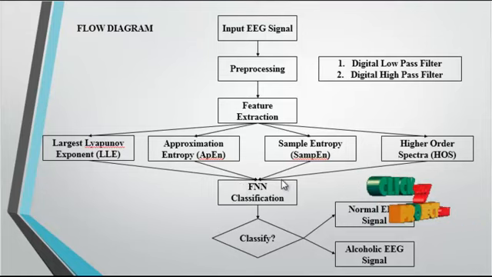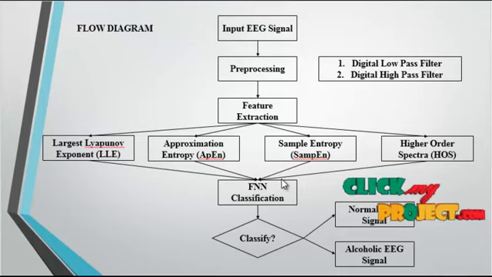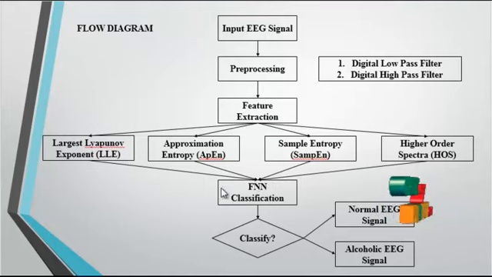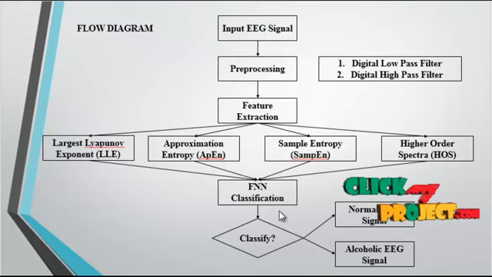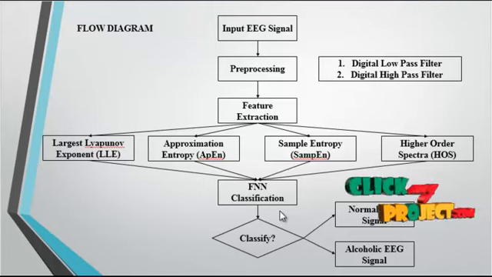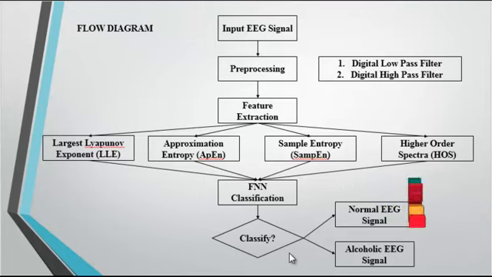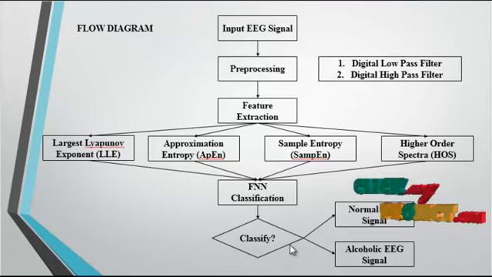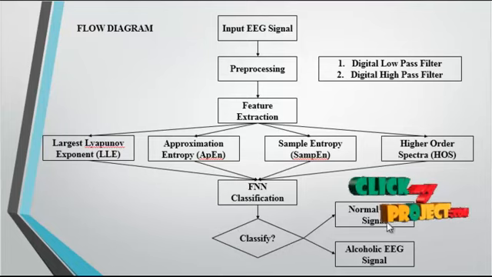For the classification, we have to give three inputs. First one is the test feature, then the train feature, then the target. The test feature represents the feature of the input signal, the train feature represents the features of the whole dataset signals, and the target represents the two types: the first one is normal, then the second one is alcoholic. So here we have two types of targets. Then after the classification, the result will be displayed as normal or alcoholic.